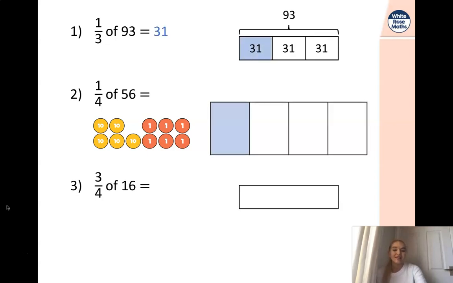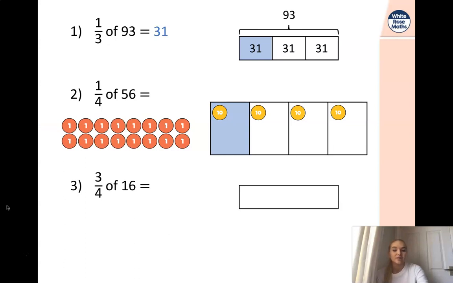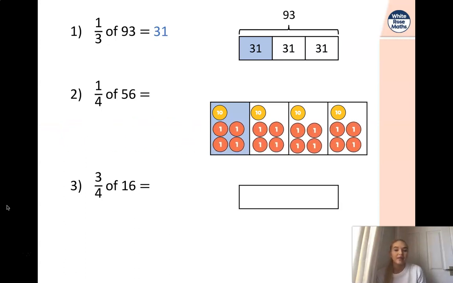1/4 of 56 then, well, you know that you are looking for 1 out of the 4 in your bar model. You can use your place value counters to help you. Put 10 in each of the boxes. You've got 16 remaining. You can exchange that 10 for 10 ones, giving you 16 ones, and then you can pop them in there.